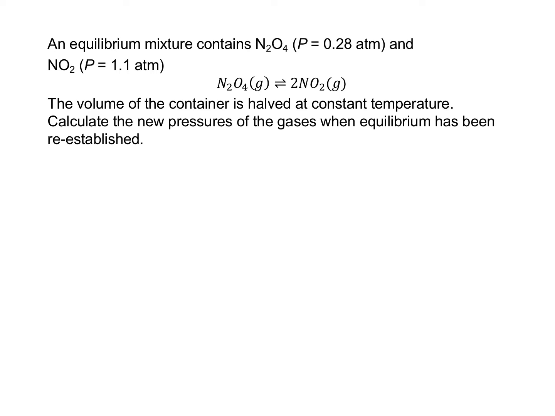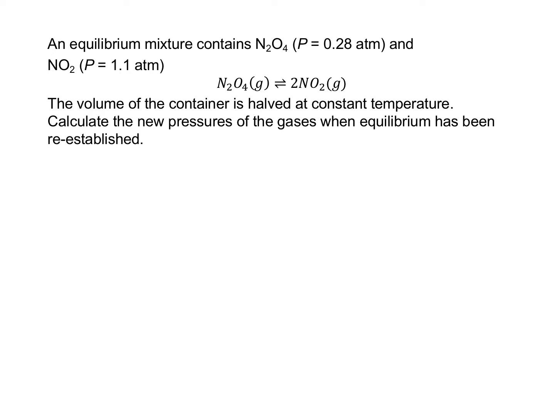So we're told that we have an equilibrium mixture of N2O4 and NO2. But then we mess with the system and we change the volume. We cut the volume in half while keeping the temperature constant, right? And when we do that, that's going to change the pressures. And so our system is probably not going to be in equilibrium anymore. And so after we make that change to the volume and we mess with the pressures, the system will then move in whichever direction it needs to get back to equilibrium.